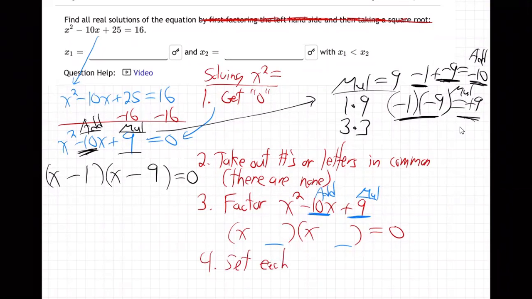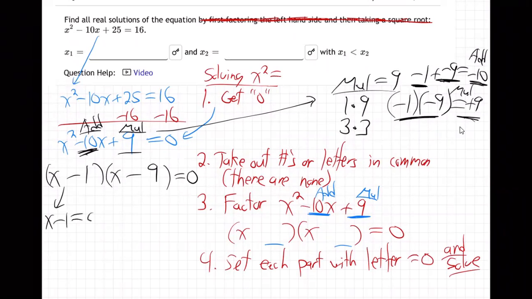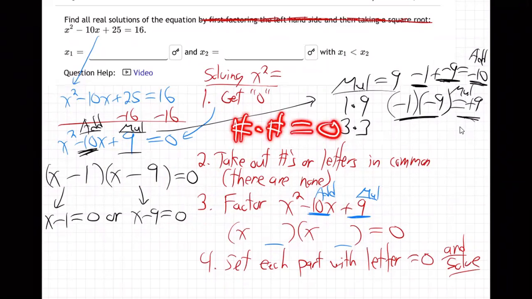Set each part with a letter, every part that has a letter, equal to 0, and solve. So I'm going to take just the x minus 1 equal to 0, and then just this x minus 9. So you set each part equal to 0 separately. Remember the logic there, right? If 2 things are multiplying to equal 0, what does that mean logically? That means, the first one could be 0, the second, right? If I told you, hey, I'm thinking of 2 numbers and they multiply to equal 0, what does that mean? How do you multiply 2 things and get 0?